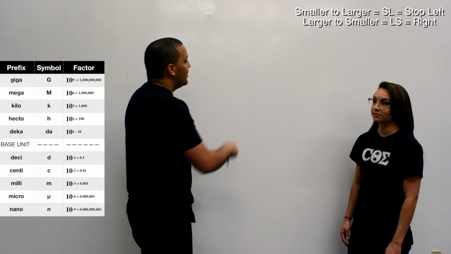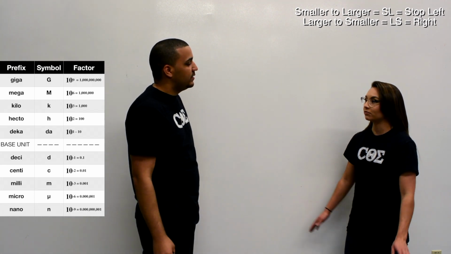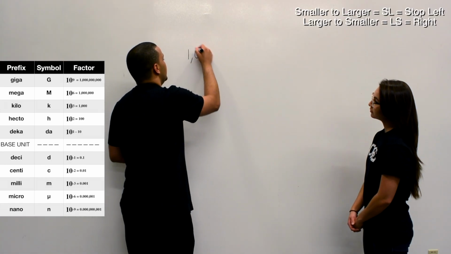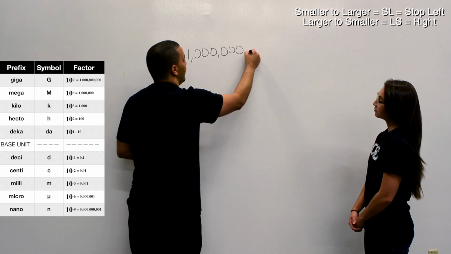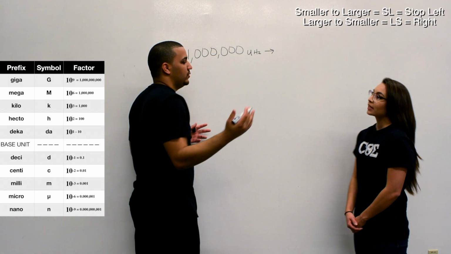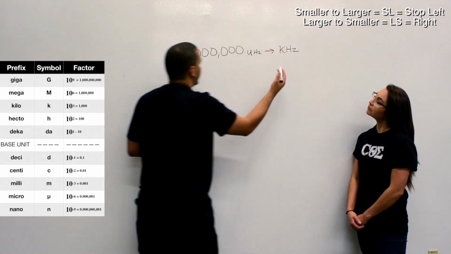Let me explain that. So, Brittany, give me a number from 1 to 100. A million. A million, all right. So, 1 million microhertz, and we should convert it over to kilohertz. Kilohertz? All right, we'll do kilohertz, and we're converting it over to kilohertz.